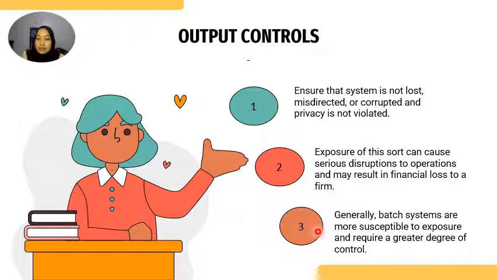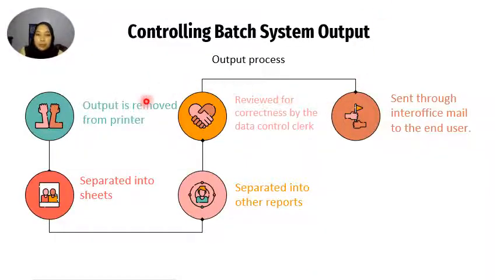In the next slides, I am going to discuss how to control the outputs from the two types of system, the batch system and the real-time system. Okay, so we have here controlling batch system output. Batch systems usually produce output in the form of hard copy, which typically requires the involvement of intermediaries in their production and distribution. So we have here the output process.